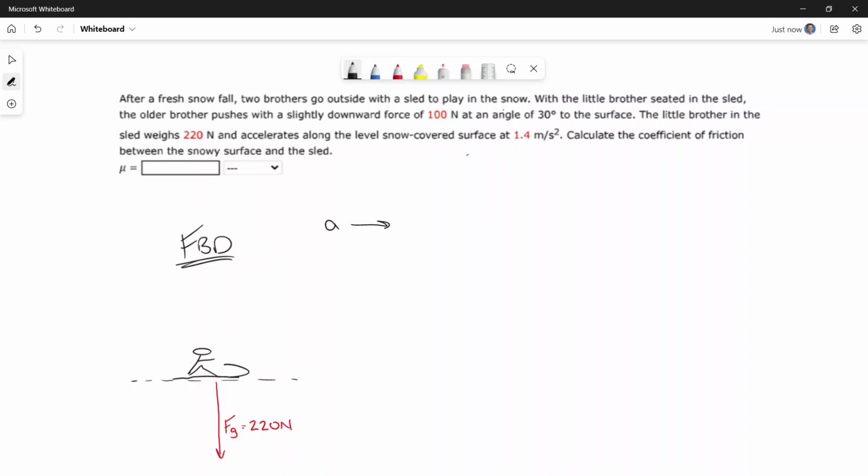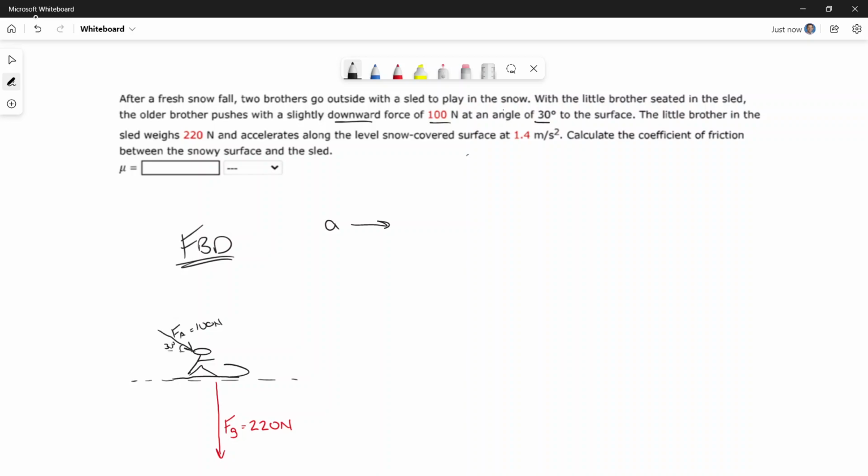So in this case, you're getting an applied force at a slightly downward angle of 30 degrees. So I'm going to draw that. It's 100 newtons. So I'm going to draw it about half as long as that gravitational force. I'm going to angle it slightly downward. And the angle that it makes, there's my 30-degree angle. And this is my applied force of 100 newtons.